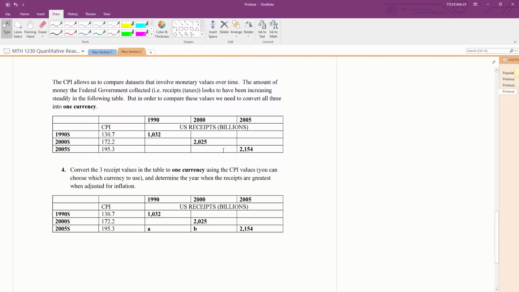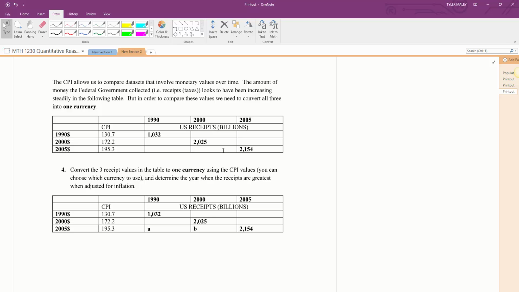All right, so then the last problem, number 4, we're looking at. So we have some information and then one more question. It says the CPI allows us to compare data sets that involve monetary values over time. The amount of money the federal government collected, i.e., we call these receipts or taxes, look to have been increasing steadily in the following table.